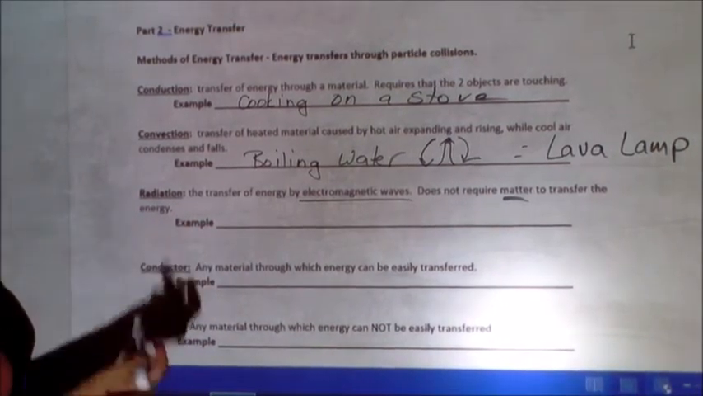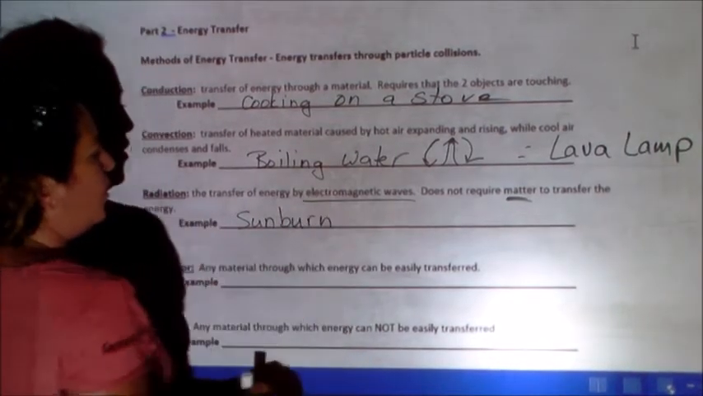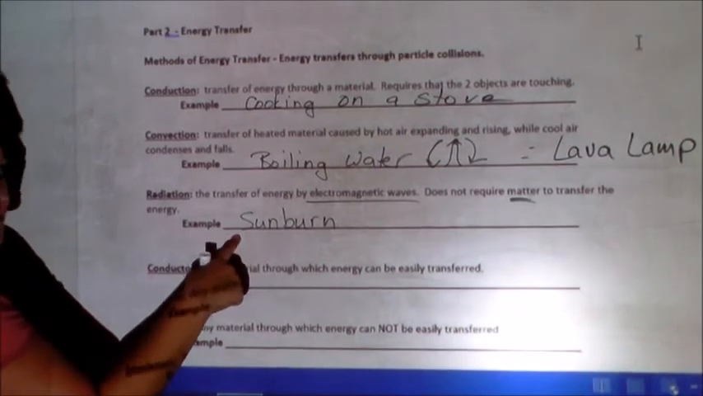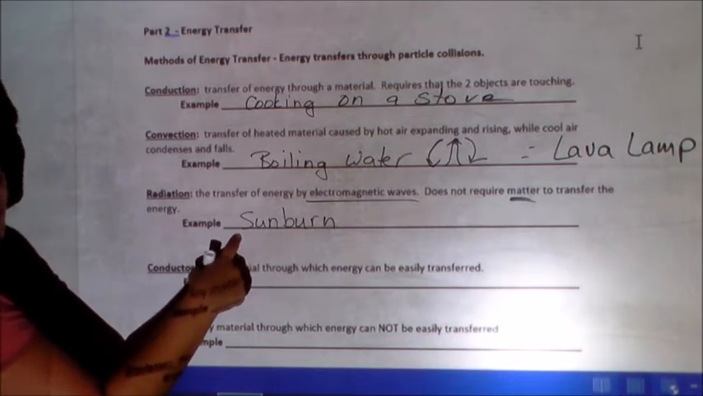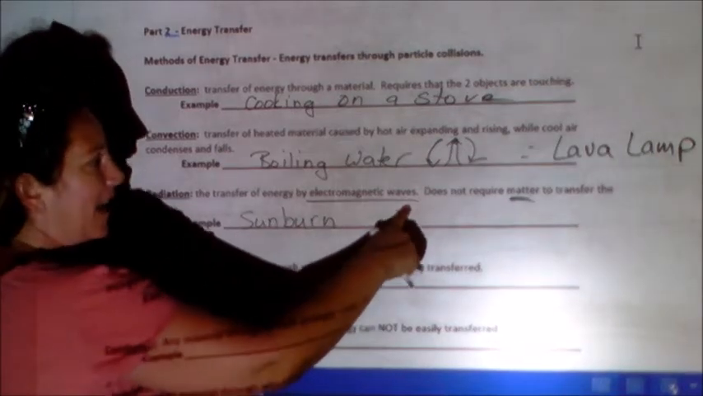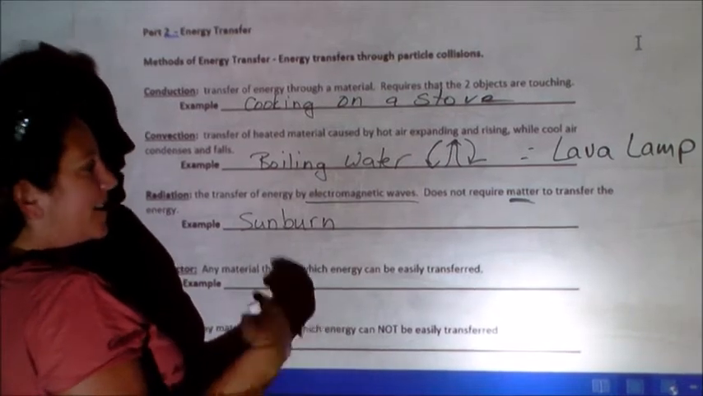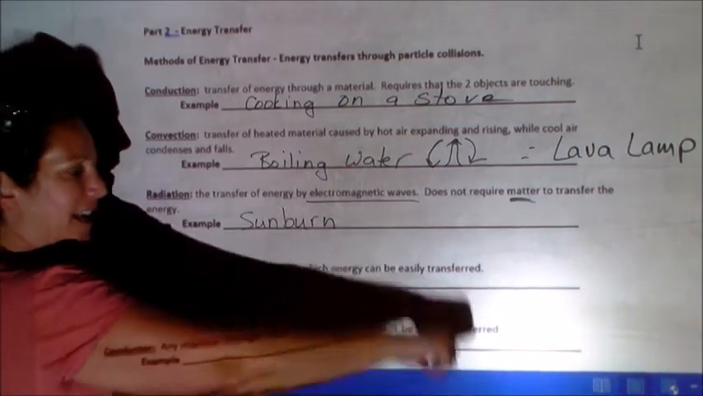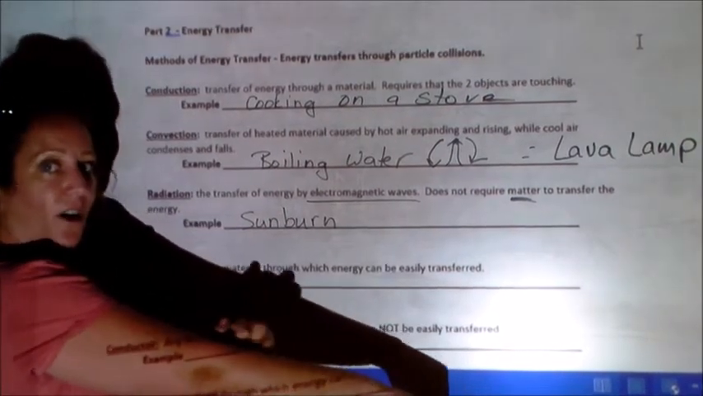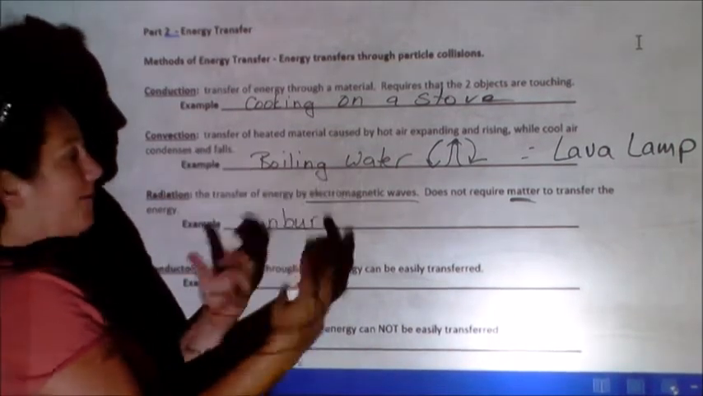An example of this can be sunburn. You're not actually touching the sun. The sun is not actually touching you. It's really, really far away. But it's sending energy in the form of these electromagnetic waves that we call photons, or we call it light. It's sending that energy in the form of light. It hits our skin, transfers that energy to our skin, makes our skin molecules vibrate so fast that you get a burn. You get a sunburn.